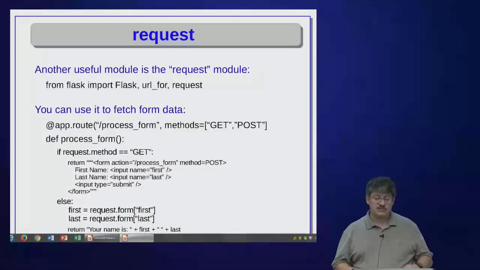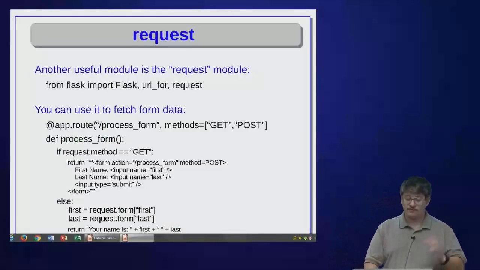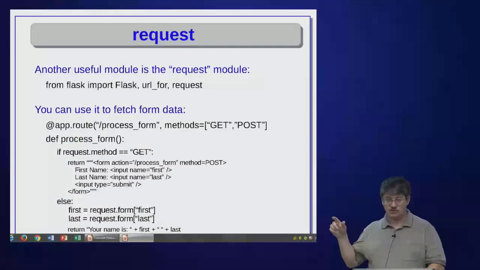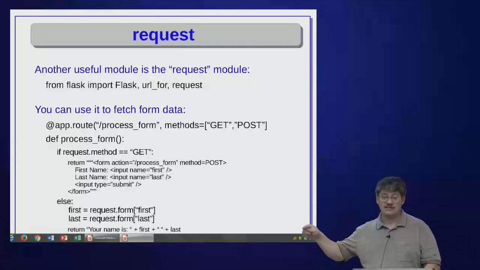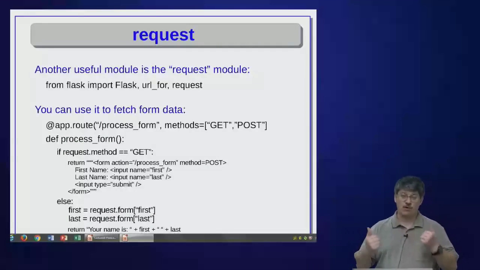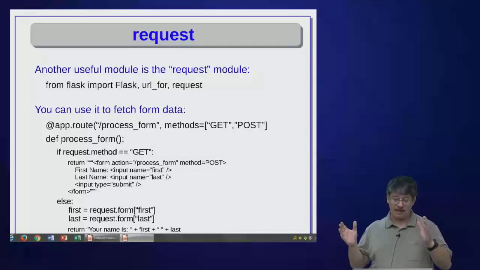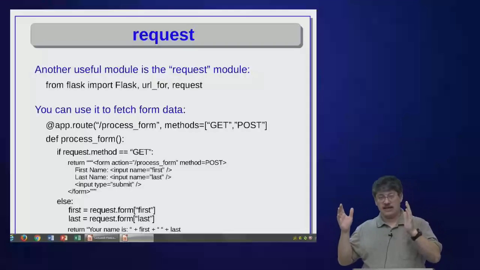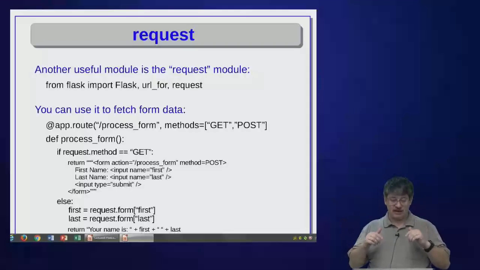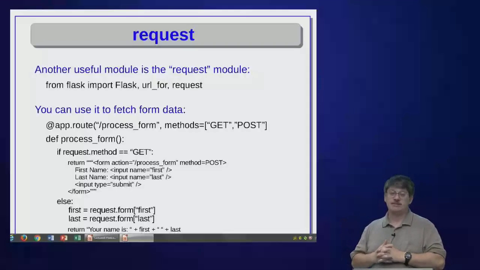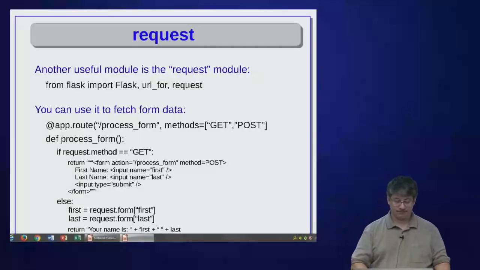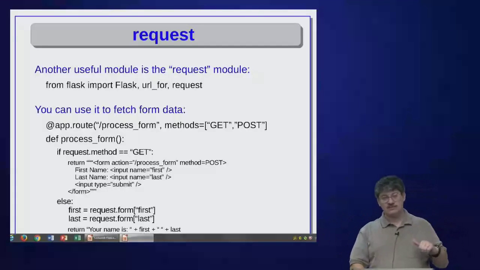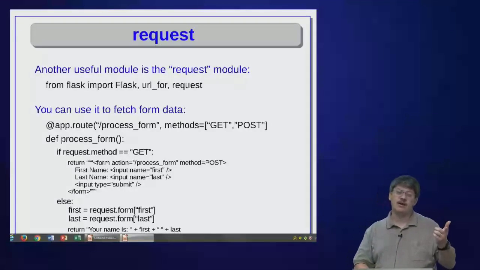Another useful module is the request module. So from flask import Flask, and maybe also url_for, and then request. And this is how we fetch form data. If I say @app.route, and I'm mapping the process_form URL to my process_form function, and I'm going to set my methods to be either GET or POST, I can actually use the request module to determine whether it was a GET request or a POST request.